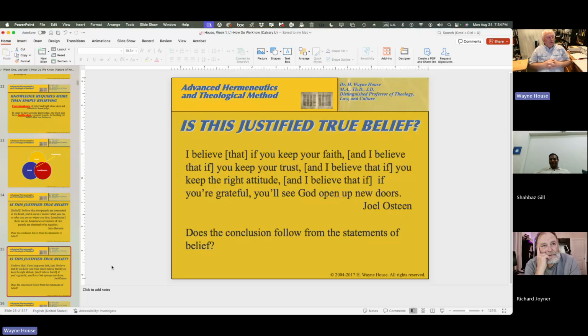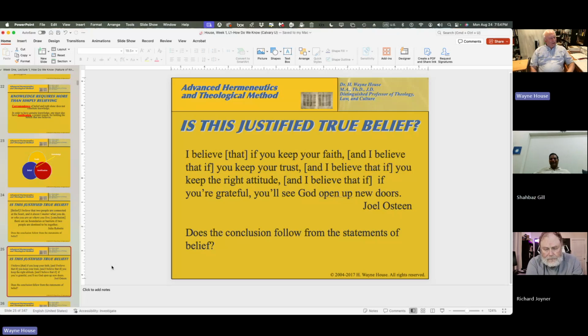Listen, I believe that if you keep your faith, and I believe that if you keep your trust, and I believe that if you keep the right attitude, and I believe that if you're grateful, you'll see God open up new doors. And I was thinking, boy, brilliant thinker. I can see it already. Yeah, that's a definition of word of faith.